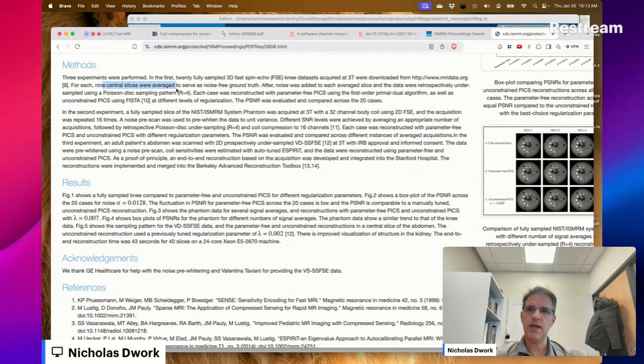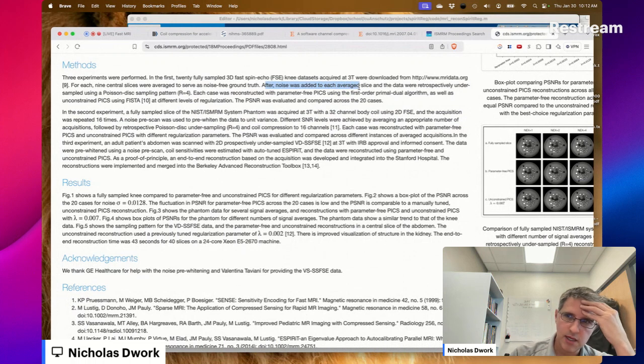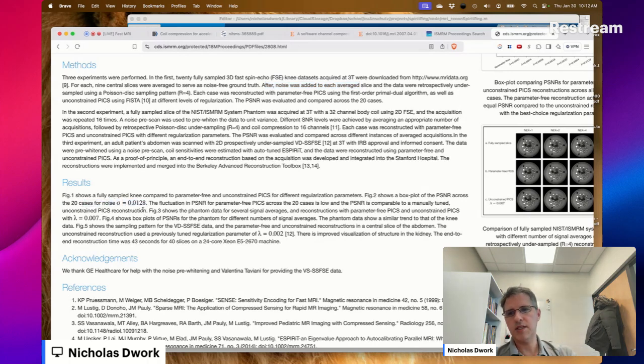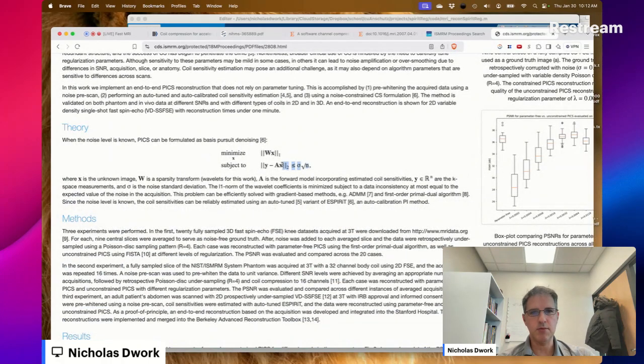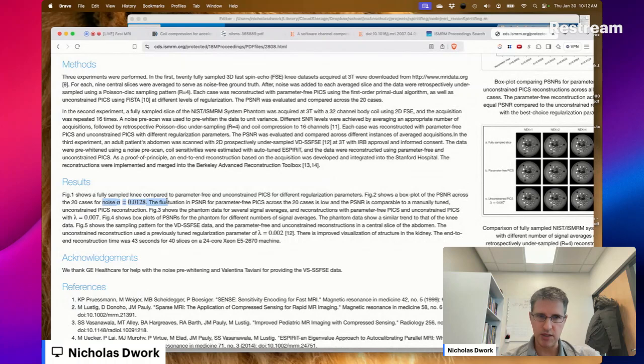Nine central slices were averaged to serve as a noise-free ground truth, and then noise was added. But how much noise was added? In this problem, it's all simulation because they added noise themselves. For noise of sigma equal to 0.0128, yeah, okay. If you make this bound large enough, then it works, as we've seen. They added a bunch of noise, more than we're seeing in our data.